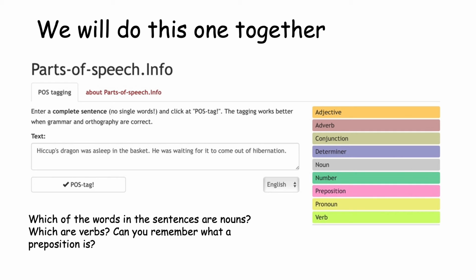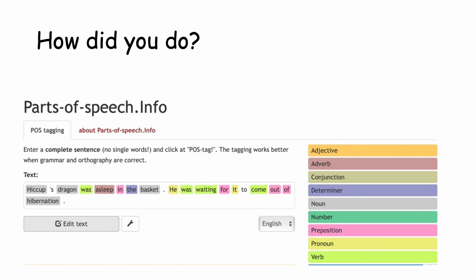So what are the other words? Let's have a look. Asleep. What kind of word is asleep? It's an adjective. What about the, as in the basket? It's a determiner. He is the pronoun. It is a pronoun. Have we done them all? Let's see if we've got them right. Can you see? Brilliant.